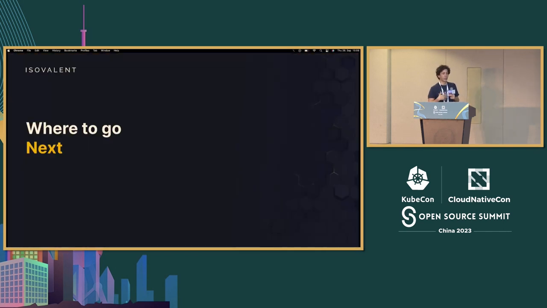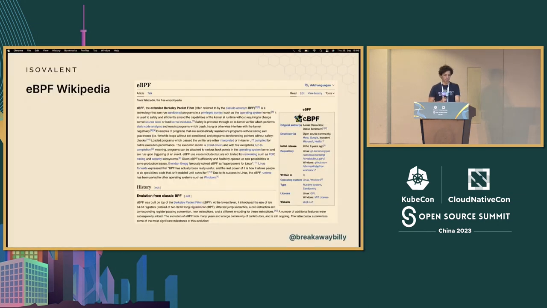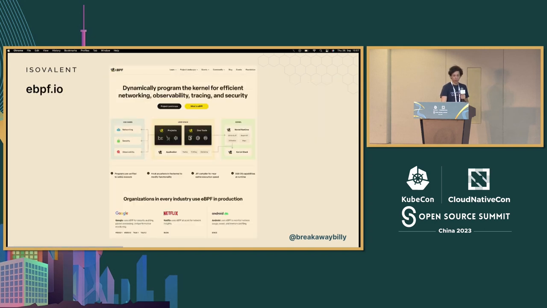So if this got you a little bit interested in eBPF, where should you go next? One is Wikipedia, right? The favorite source of the internet. The eBPF Wikipedia page recently got added, and it gives a nice overview. There's also, as I mentioned before, eBPF.io. That's where you can find the project landscape and also a little bit more in-depth overview of what eBPF actually is if you want to dive in more. And that also provides you links to resources for further reading and further learning.